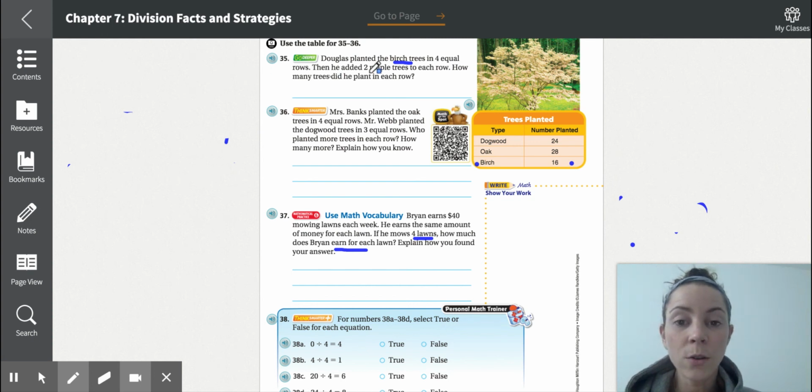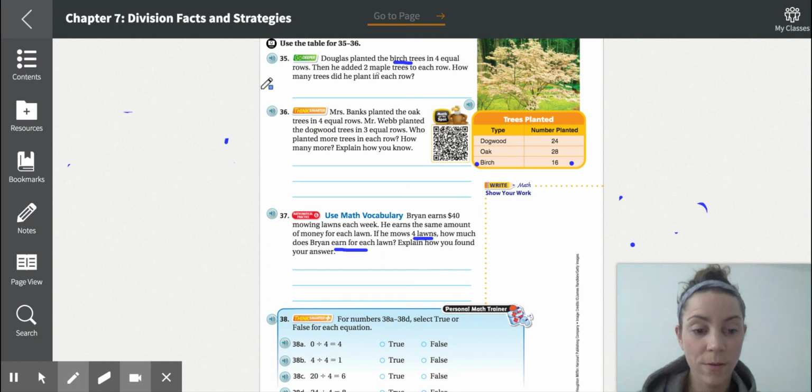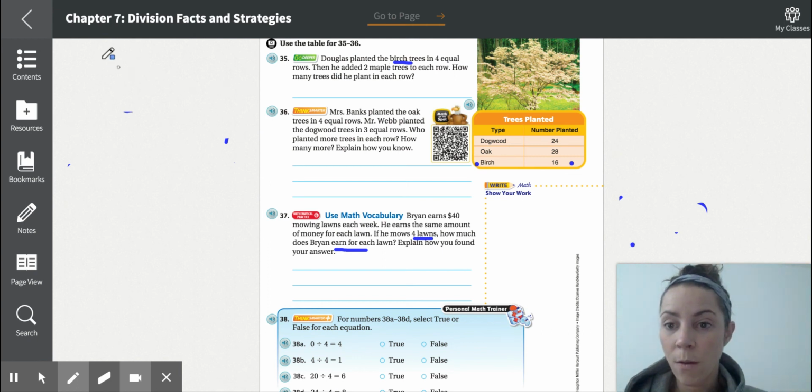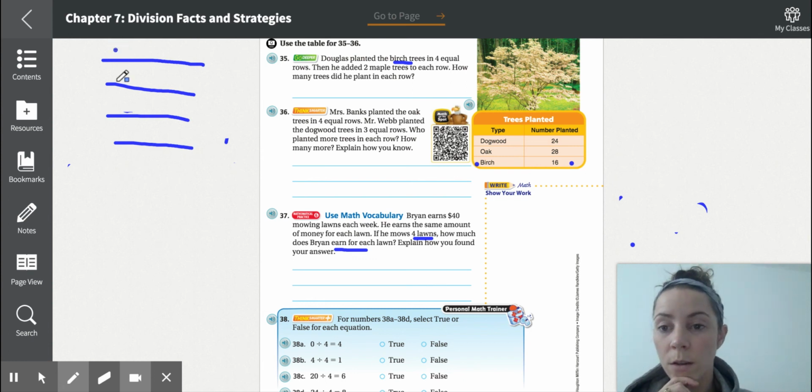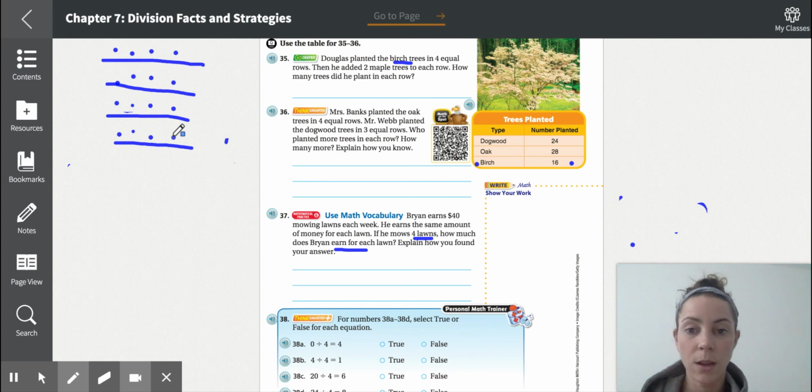I hear another step coming later. So let's draw a picture of this. Okay, so I've got 1 row, 2 rows, 3 rows, 4 rows. And I know there's 16 total, so passing out one at a time for the birch trees: 1, 2, 3, 4, 5, 6, 7, 8, 9, 10, 11, 12, 13, 14, 15, 16. There's the 16 passed into 4 equal rows.